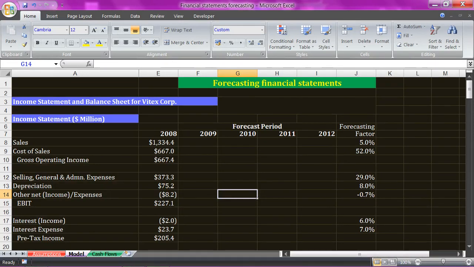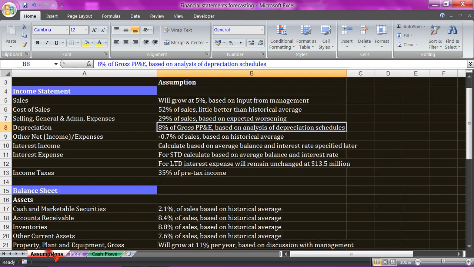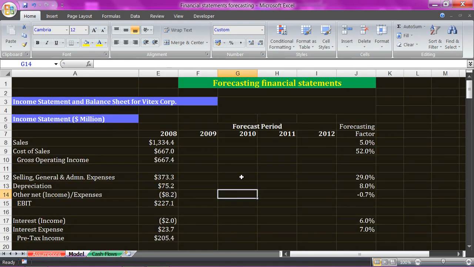Yeah, good morning. Today I am discussing forecasting of the financial statements, income statement and balance sheet of Vitex Corporation. How to forecast the balance sheet and income statement if 2008 data is given and some assumptions given. Okay, we will discuss how to forecast the statements.